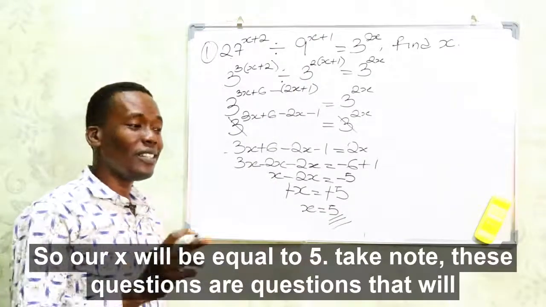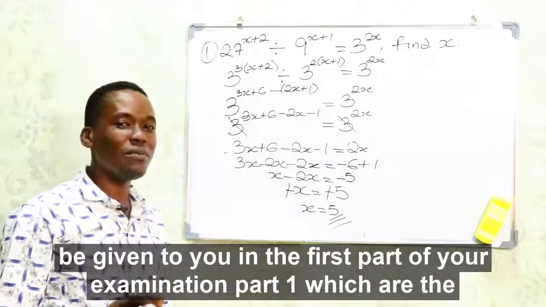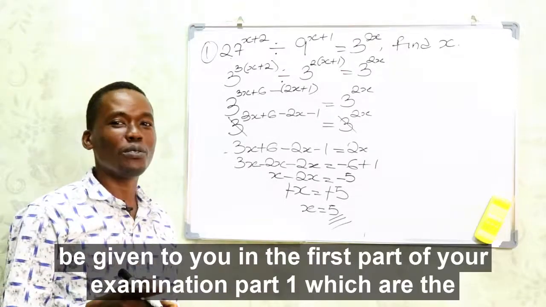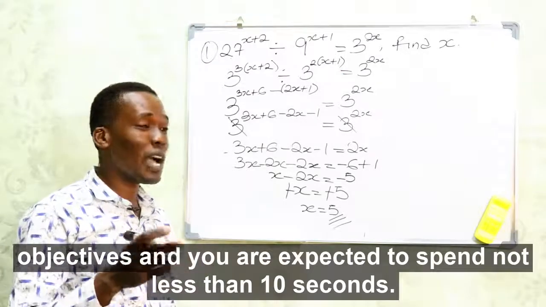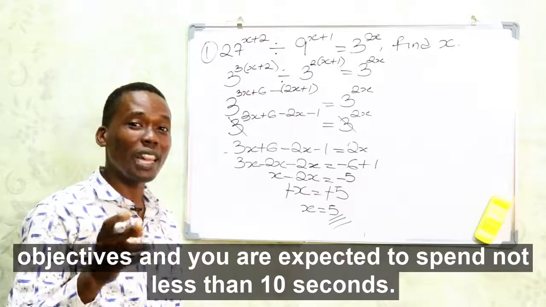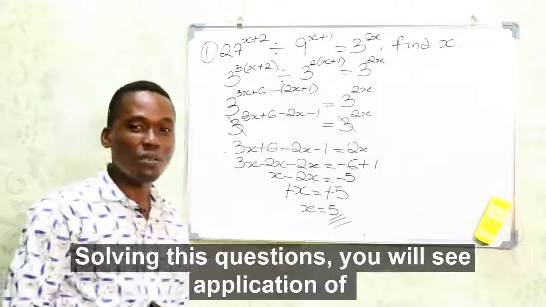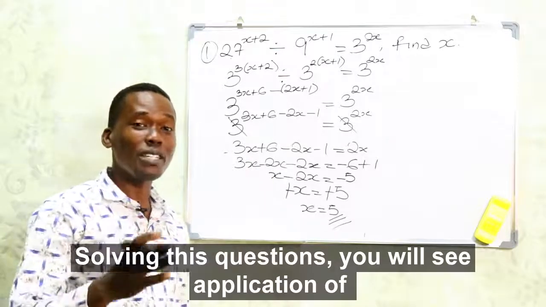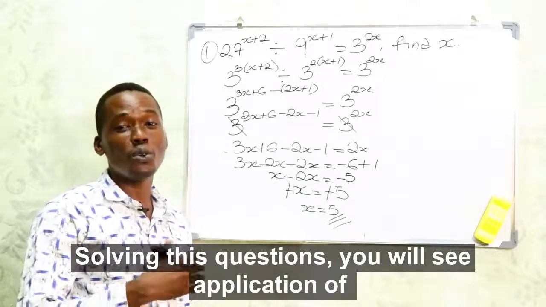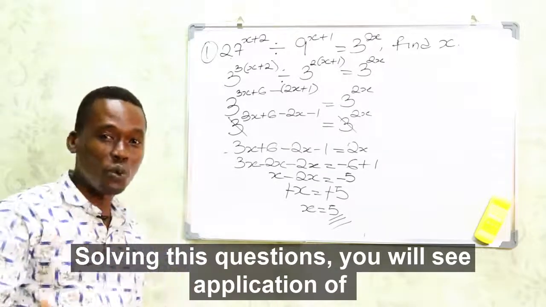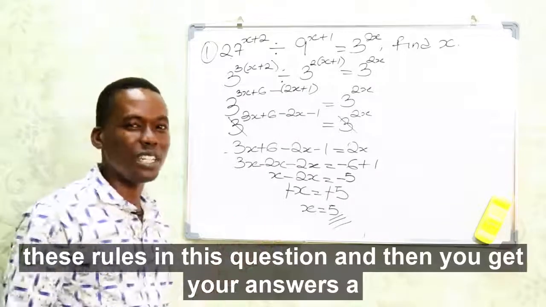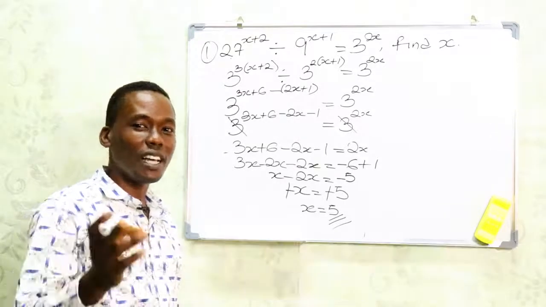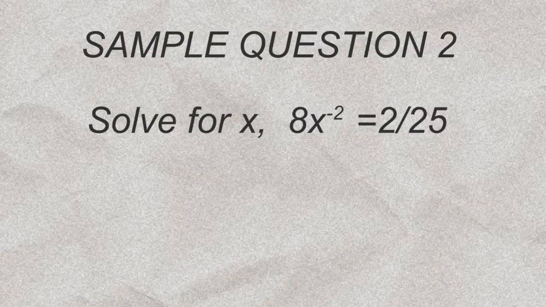Take note, these questions are questions that will be given to you in the first part of your examination, part 1, which are the objectives. And you are expected to spend not more than 10 seconds solving these questions. So if you familiarize yourself with those topics, with those rules, you will see application of these rules in these questions, and then you get your answers in a jiffy. Now let's look at the second sample, sample 2.